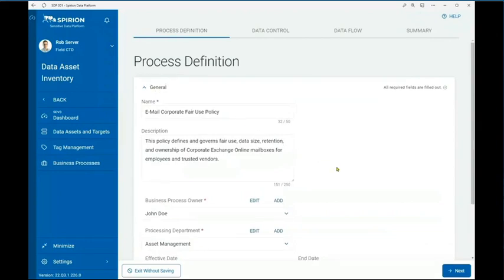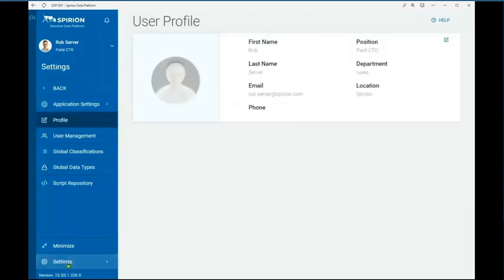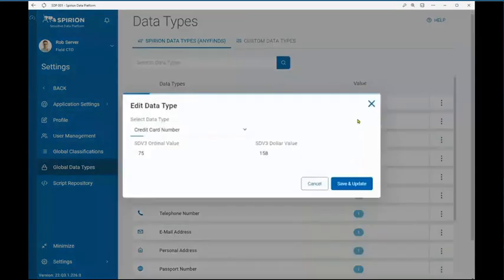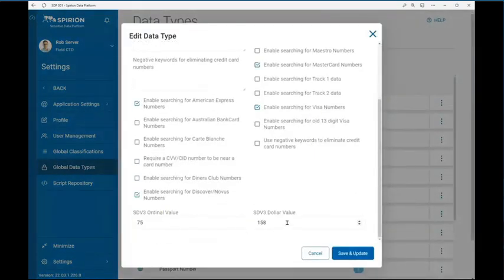So we're able to get in a test with significant detail, better than what I've seen in a lot of spreadsheet implementations on those items. One last thing I'd like to show you here is going into the settings and showing you what you do with the global data types, which is how you can define the values of those items that appear. So if you want to take a look, you can set the ordinal value and the SDV3 dollar value. I believe this is from the IBM report recently. That's $158 per record. Again, you can define this for the organization.